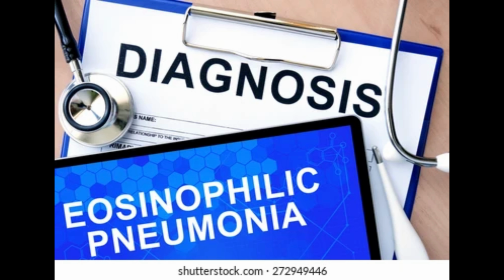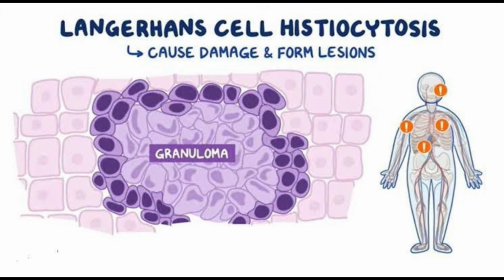Eosinophilic pneumonia. Eosinophilic pneumonia is a condition that involves the accumulation of eosinophils, a type of white blood cell, in the lungs, leading to inflammation. It can be either acute or chronic, and symptoms include cough, fever, and difficulty breathing.